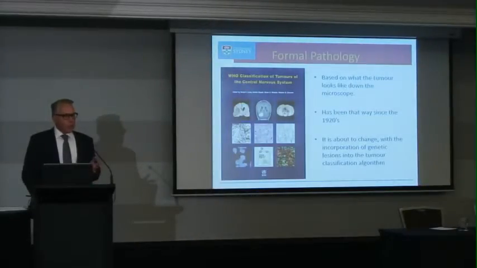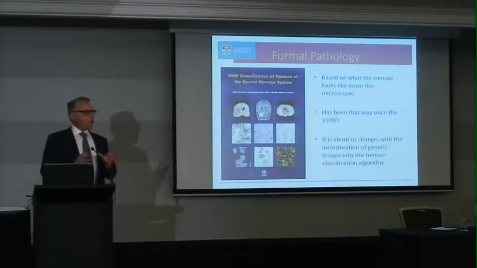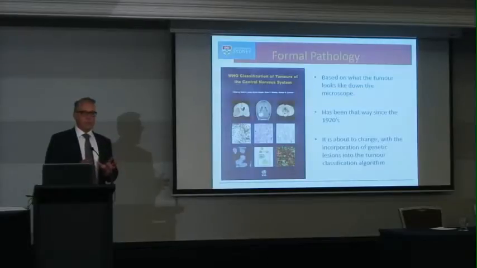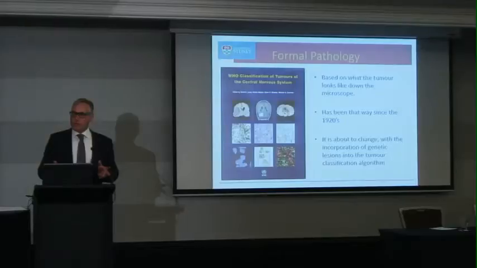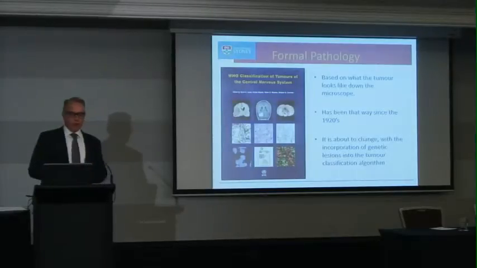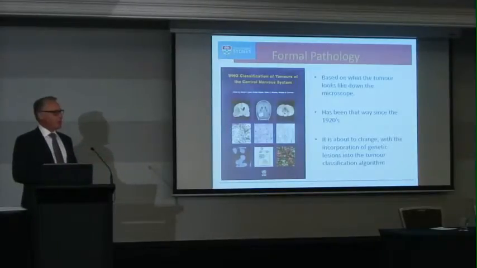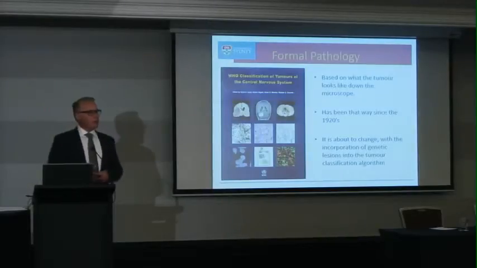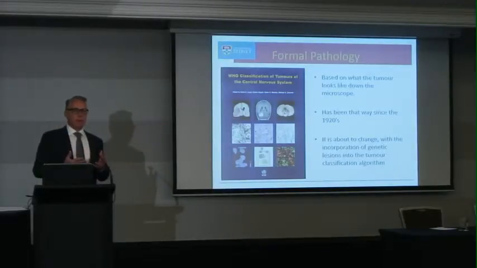The formal pathology is based on this book, the WHO classification, and it's all based on what the tissue looks like under the microscope. And it's actually been that way since the 1920s. Obviously it's not exactly the same as it was in the 1920s, but it's still based on what it looks like under the microscope with a couple of routine stains.